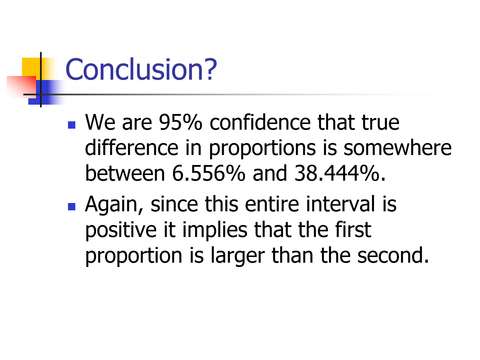6.556% and 38.444%. Just like before, this entire interval is positive, right? It does not contain the value 0. That implies that the first proportion is larger than the second. So basically we're saying that we think the first medicine is better, more effective. How much more effective? Somewhere between 6 and 38%.